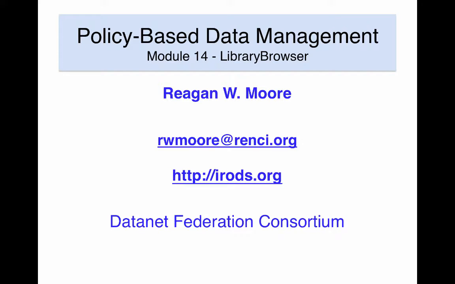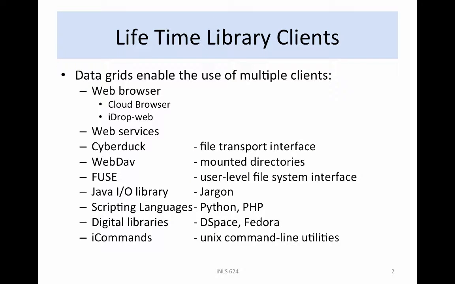The client used to access the lifetime library is selected based on the type of actions that are desired. There are multiple clients available for interacting with the data grid. These include web browsers, which are the simplest interface. Access can be done through a browser such as Safari, Firefox, or Internet Explorer. Depending upon the combination of browser and operating system, there may be limitations on the displays. We will use the cloud browser and the iDrop web browser.